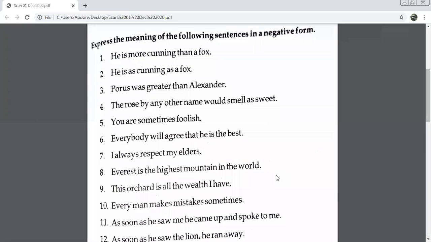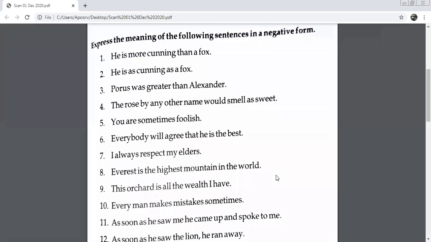Now 6th to 10th. Ma'am, what is the correct answer of fifth? Okay, try doing 6th to 10th, then we'll discuss. Be very careful whether both of them are equal or one is more. Ma'am, what is the answer of fifth?